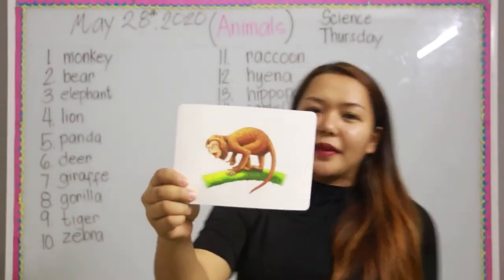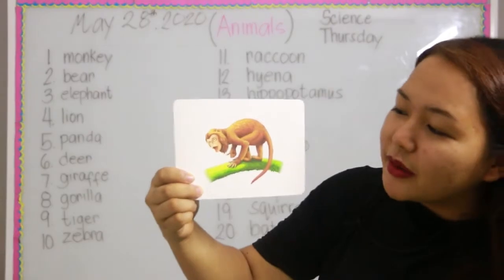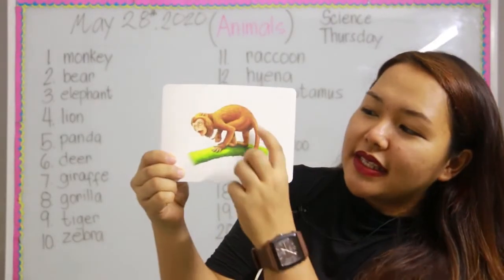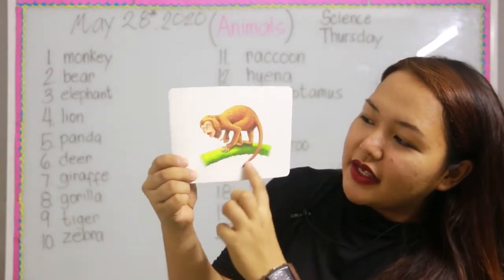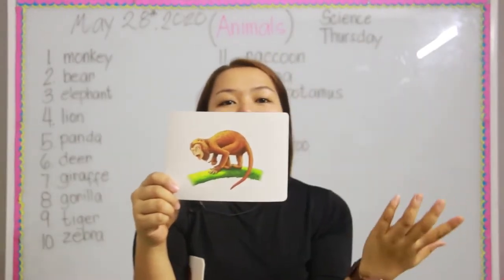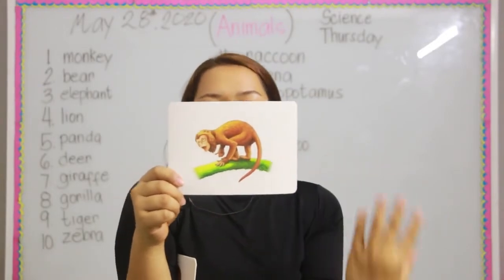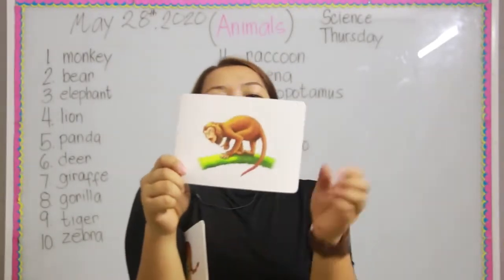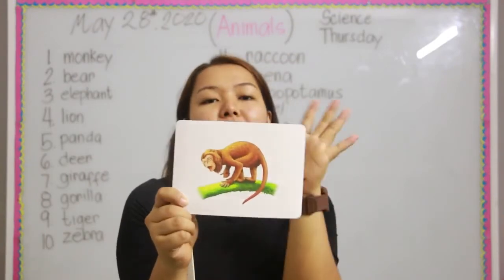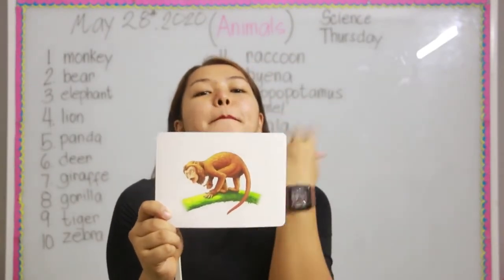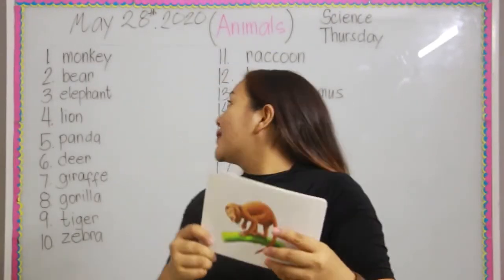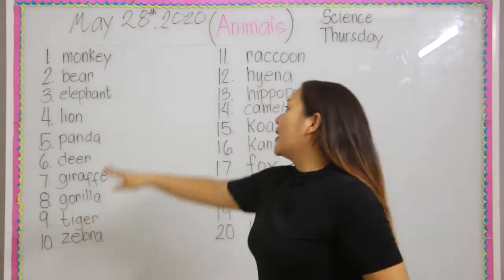Alright, so let's describe the picture. It's brown. It has a long tail. This is the tail of the monkey. It's very long, and it's very hairy. Right? It has a lot of hair. Okay, so this is a monkey. Monkey. So please repeat after me. Monkey. Okay, great.